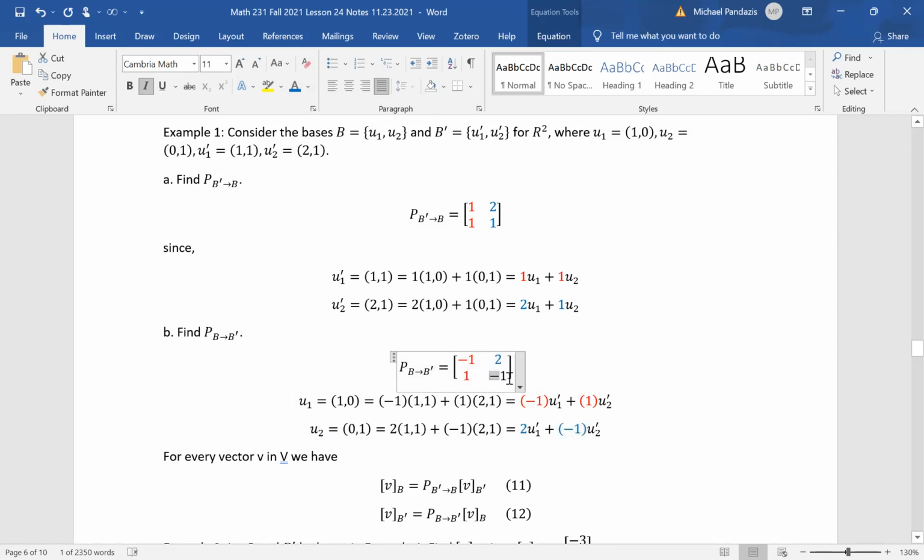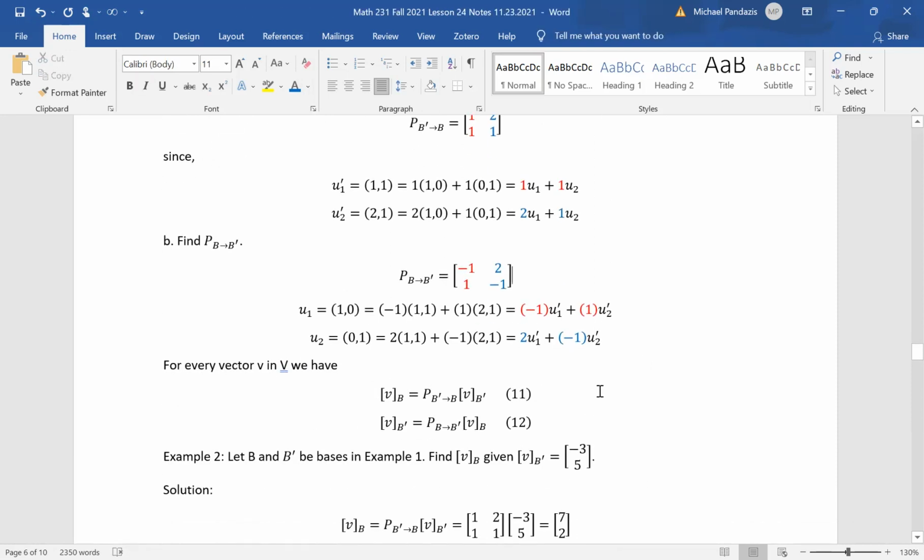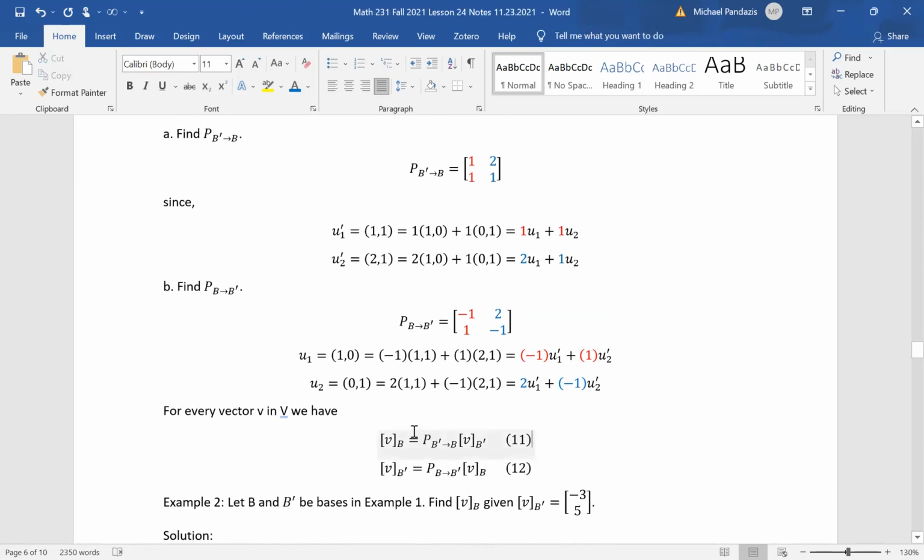And so now that's the second column of your transition matrix. So we've now found the transition matrix from B to B prime. So for every vector V in capital V, we have that the components of that vector V relative to basis B is equal to the coordinates of that vector relative to a basis B prime, left multiplied by the transition matrix from B prime to B.